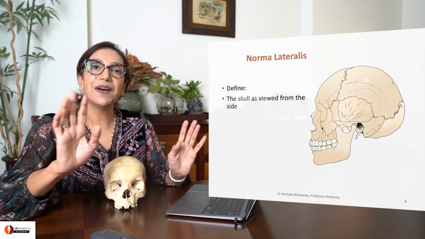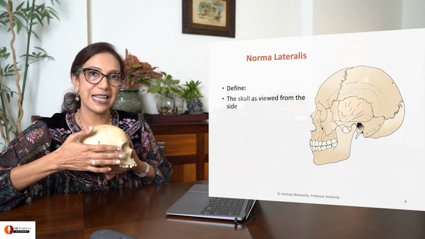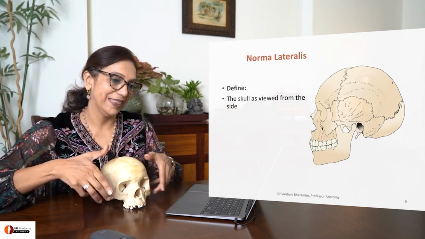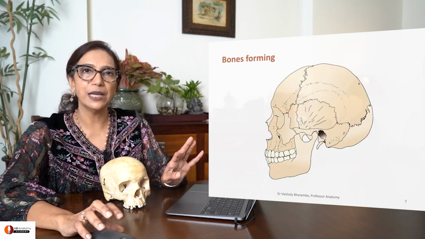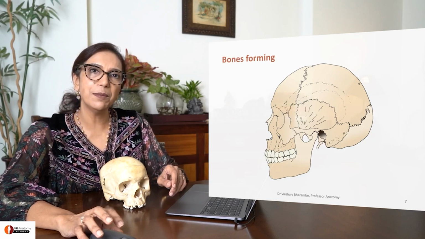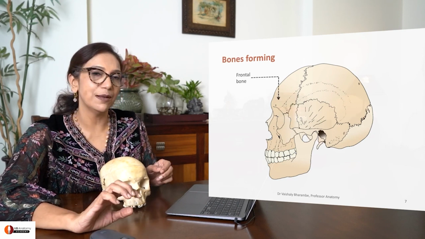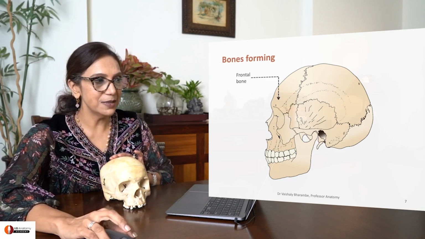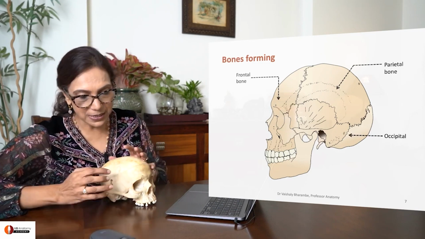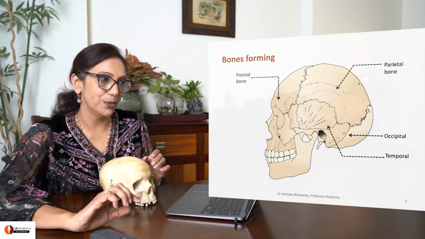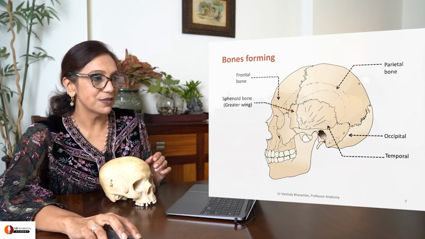Right. So let's define the Norma Lateralis. It is the skull as viewed from the side. Okay. What are the bones forming this? Now you don't need me to tell you. I think you should be able to manage this on your own. What is this bone in the front? It's the frontal bone. This one on the side, it's the parietal bone. This one at the back, occipital bone. This big one here, temporal bone. Then there are some smaller ones as well, such as the sphenoid bone here.